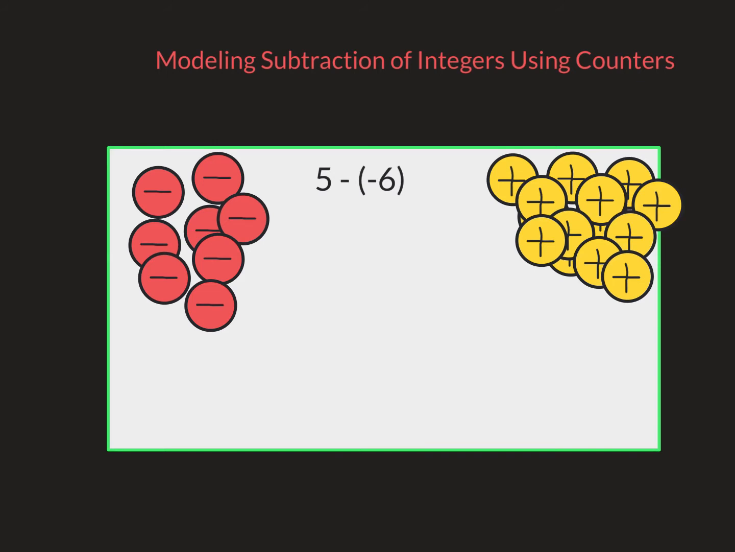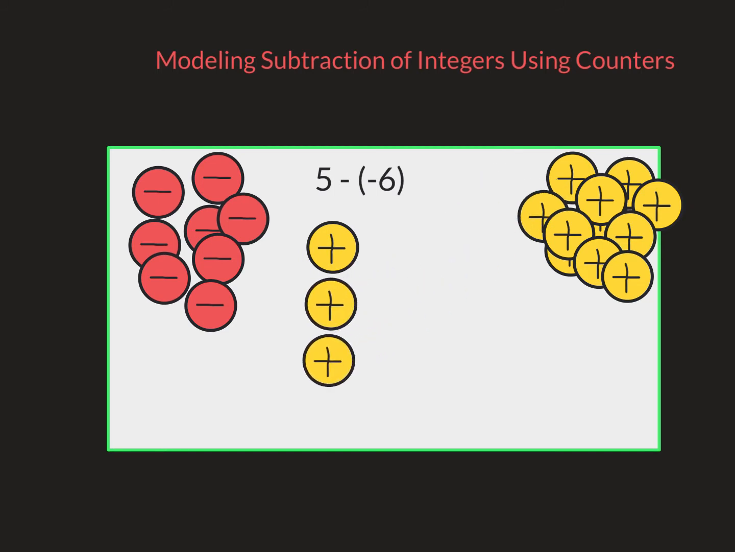We're starting with 5, so we're going to take 5 positive counters, because that's a positive number. There we go. And we want to get rid of 6 negative counters. Well, the problem here is we don't have 6 negative counters to get rid of, because we're looking at what we put out here. We can't go over here and just pull from piles. So we're just looking at the 5 that we currently have.